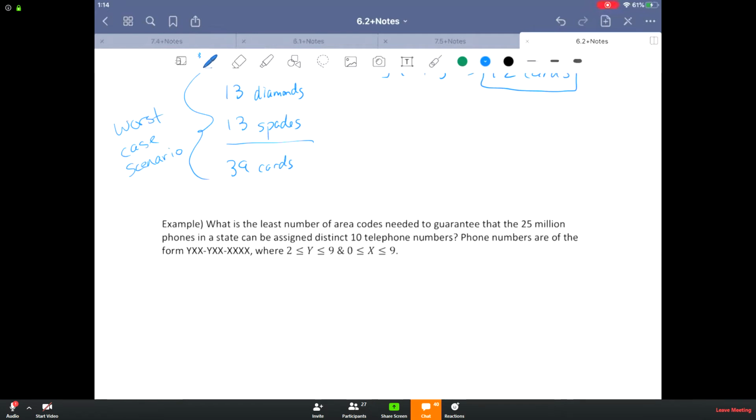Okay, so you have 25 million phones, so 25 million phone numbers. How many area codes do you need for all those to be distinct? Okay, well, the phone numbers without the area code are in this form here. I want to know how many area codes we need. So let's just look at the numbers. In a sense, you want to look at how many times the numbers repeat. That'll tell you how many area codes you need. So if they repeat twice, then you need 2 area codes to change those numbers to be distinct.